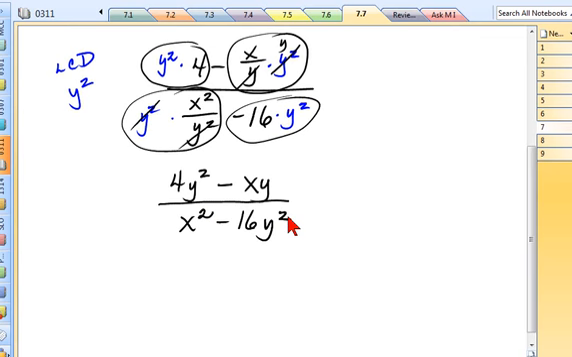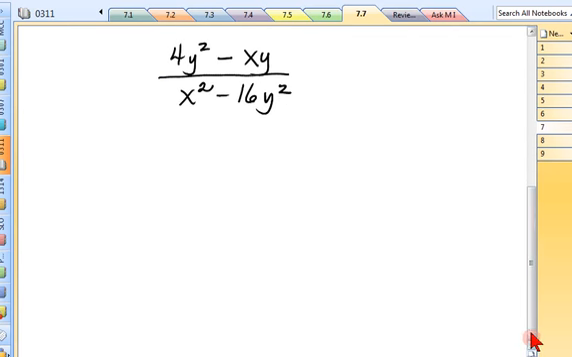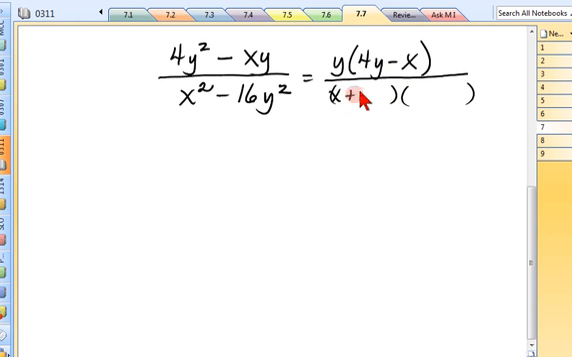Now, after you've done the simplifying, you've simplified the complex fraction aspect of it. Can you simplify it, the reducing aspect of it? Well, do you think you can factor the top? Common factor of y? Y times 4y minus x. Do you think you can factor the bottom? Yes. It's the difference of two squares, isn't it? So it will be x plus 4y and x minus 4y.